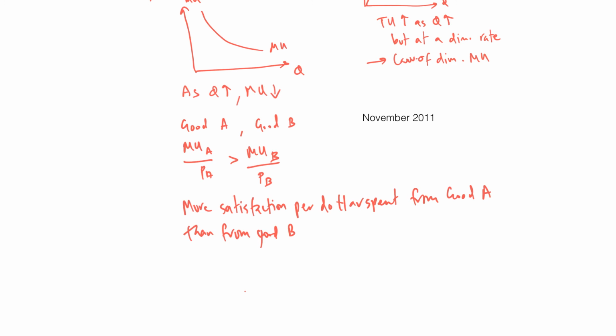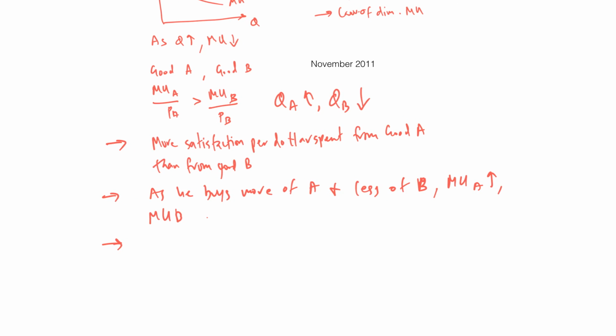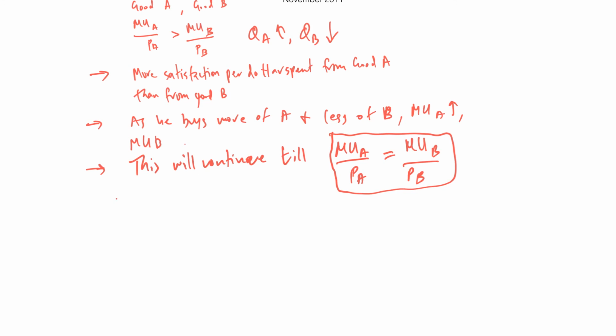That would mean that he should buy more of good A, so quantity of good A should go up, quantity of B should go down, and as he or she buys more of A and less of B, MU of A would fall, MU of B would rise, and this will continue till MU of A over price of A becomes equal to MU of B over price of B. And that's where the consumer is maximizing his utility.